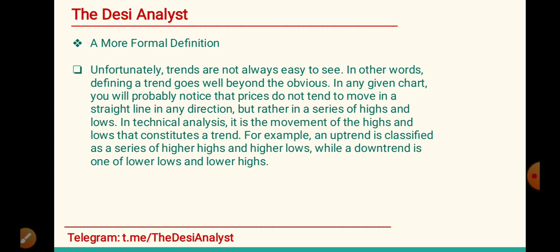A more formal definition. Unfortunately, trends are not always easy to see. In other words, defining a trend goes well beyond the obvious. In any given chart, you will probably notice that prices do not tend to move in a straight line in any direction, but rather in a series of highs and lows. In technical analysis, it is the move of the highs and lows that constitutes a trend. For example, an uptrend is classified as a series of higher highs and higher lows, while a downtrend is one of lower lows and lower highs.